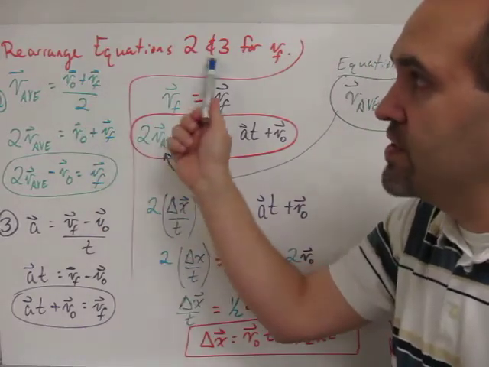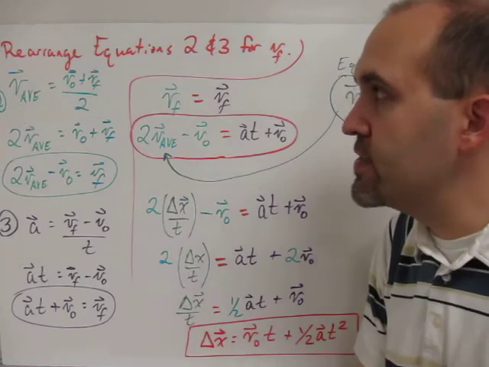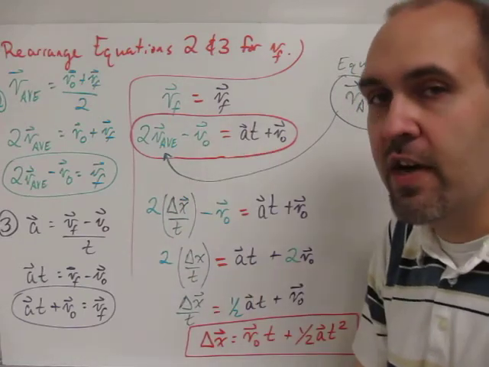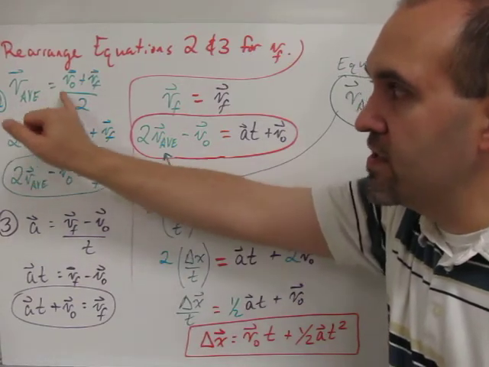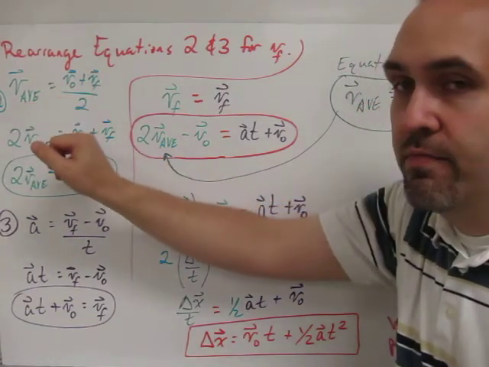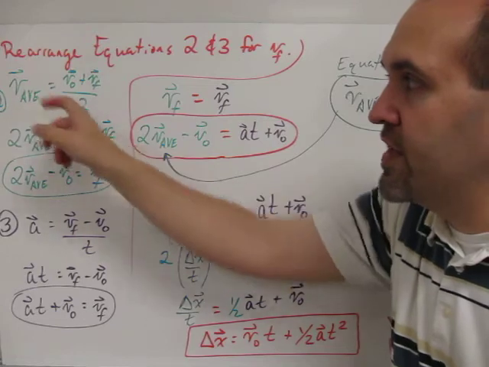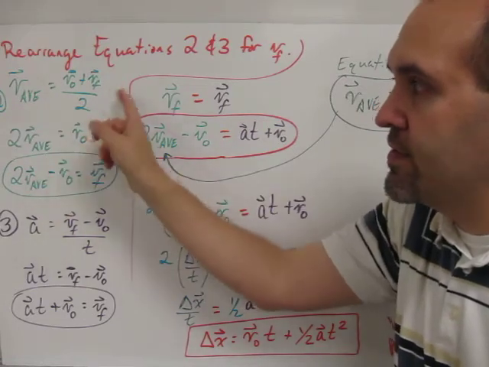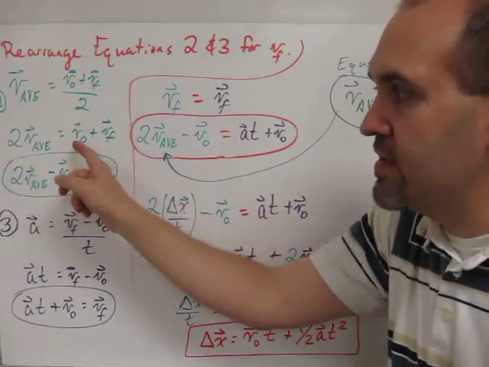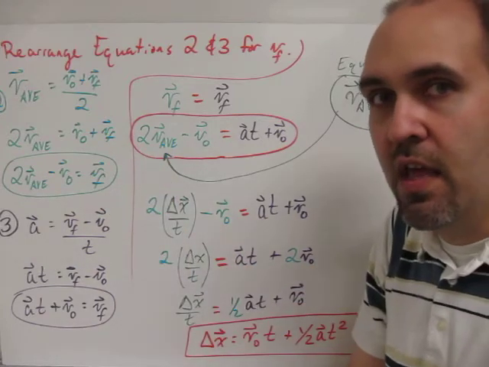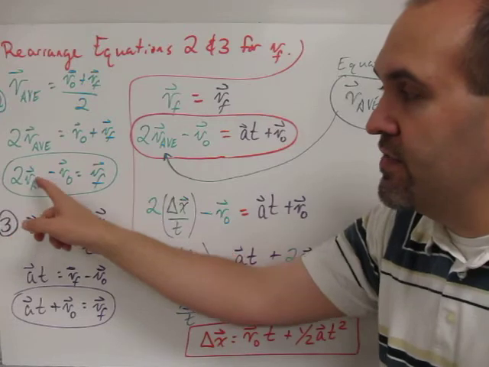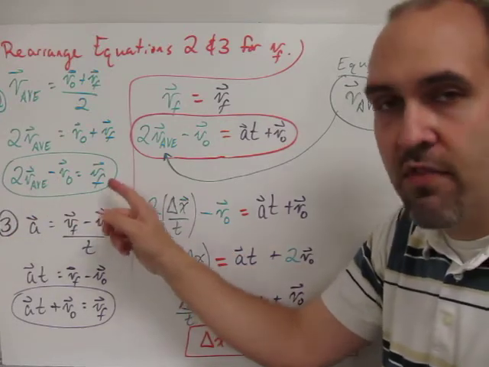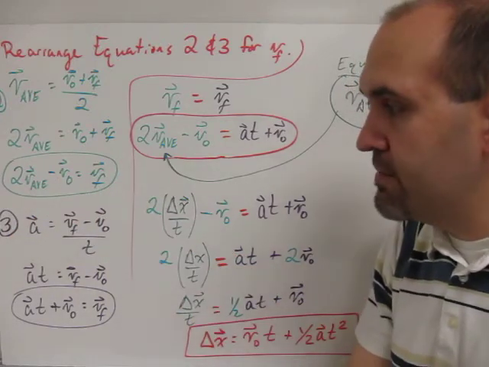We'll take equations 2 and 3, this is the middle one and the last one, and let's rearrange them for final velocity. So equation 2 is average velocity is original plus final over 2. And if I multiply both sides by 2, I'll cancel the 2 on the right, and I get twice the average velocity is v naught plus v f. And then if I subtract v naught from both sides, I get 2 v average minus v naught equals v f. And so I've solved that one for the final velocity.